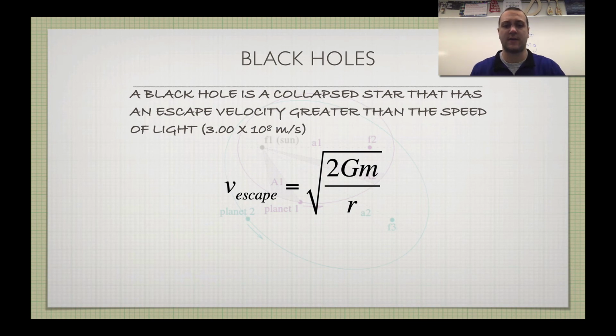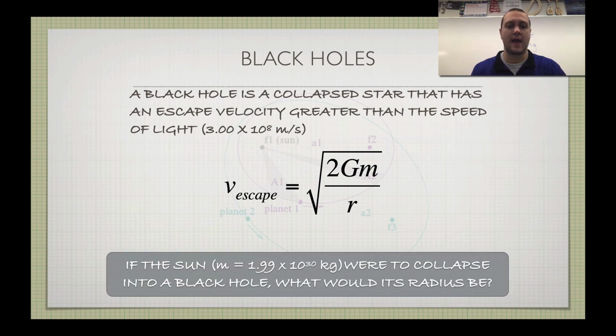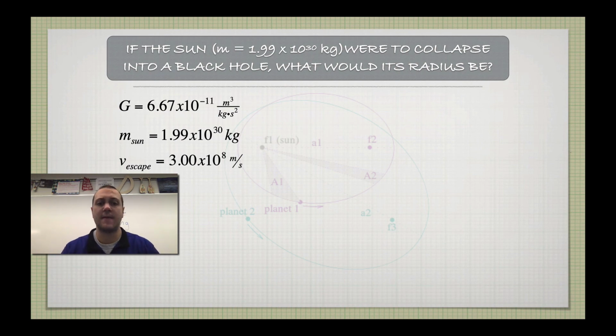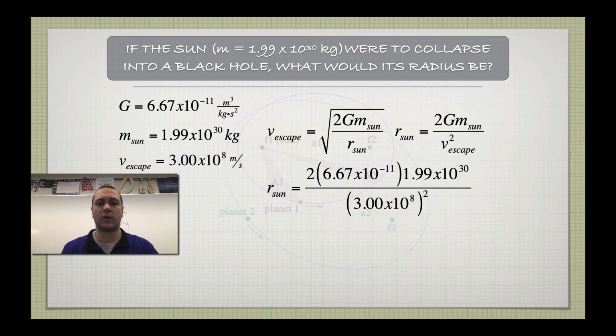So if we apply our escape velocity to a black hole, and let's say that our sun, which has a mass of 1.99 times 10 to the 30th kilograms, collapsed into a black hole, what would the new radius of the sun be? How large would the sun actually end up being? So we use now the escape velocity, which is going to be the speed of light, 3 times 10 to the 8th meters per second. We have the mass of the sun given to us, and we have the universal gravitational constant, big G, as well. So we're going to use our escape velocity formula, rearrange it to solve for the radius of the sun.